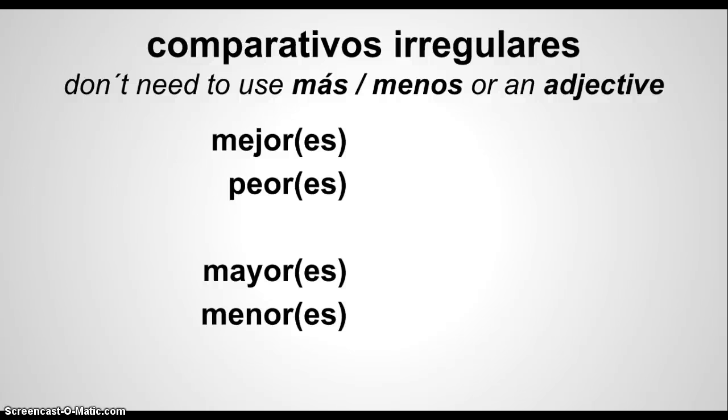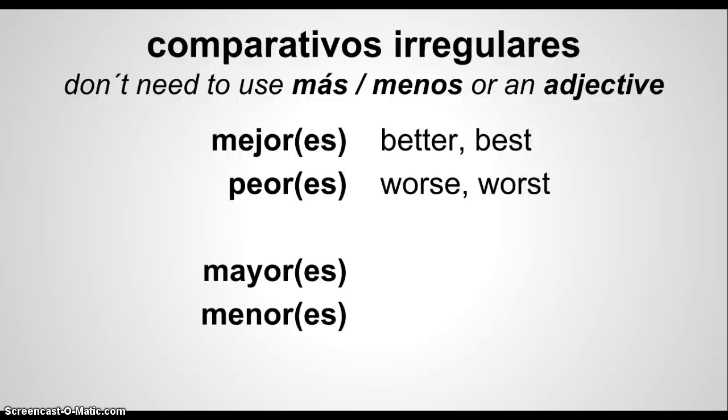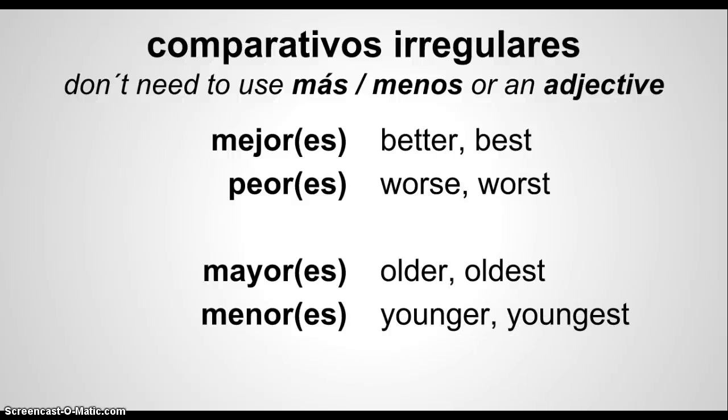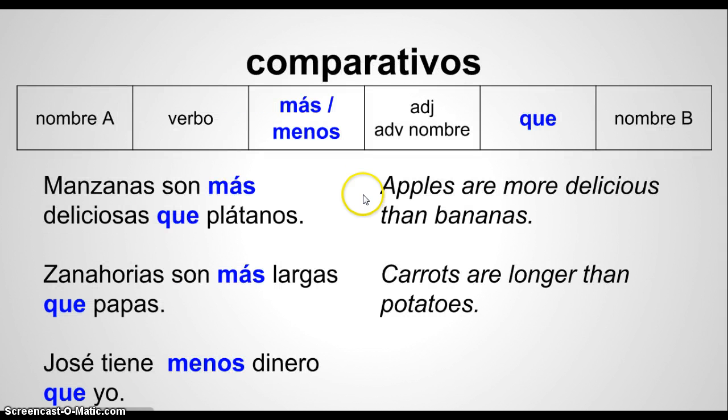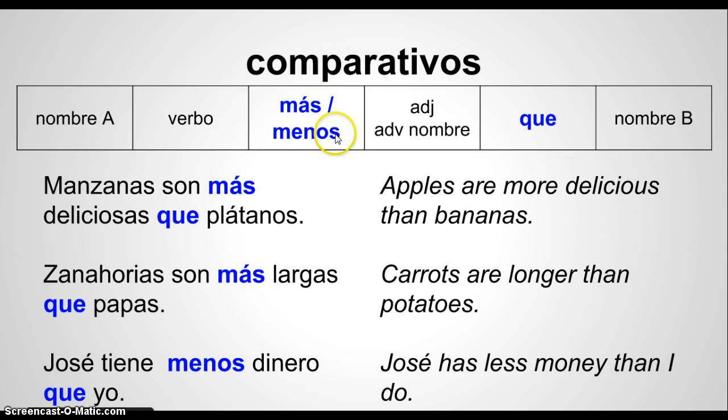And then when we're using words like mejor or peor, which is better or worse, or mayor or menor, these words can also be plural. We don't use the más or menos. So if we were to go back to this, we would use mejor or peor in place of all of this: the más or menos, and then the adjective, adverb, nombre.